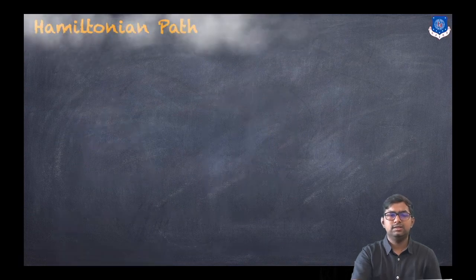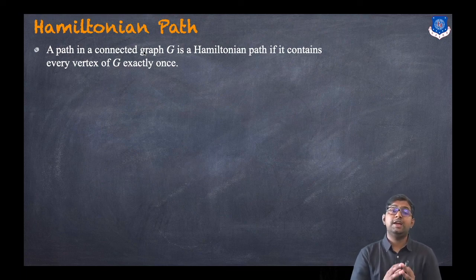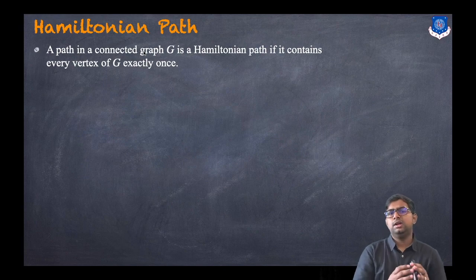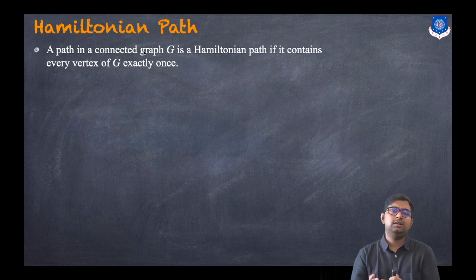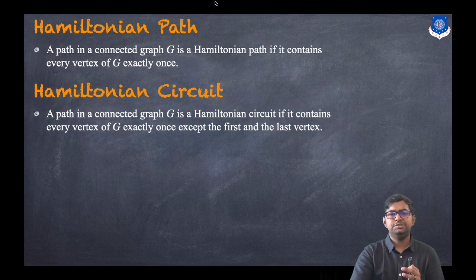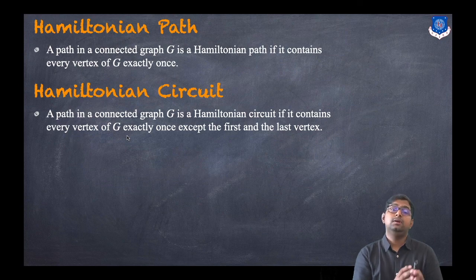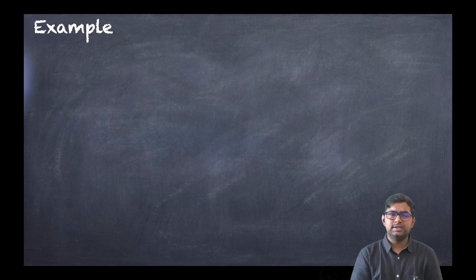Fine. Now let us discuss what is a Hamiltonian path. A path in a connected graph G is a Hamiltonian path if it contains every vertex of G exactly once. In Eulerian path it was for every edge, but here in Hamiltonian path it is for every vertex. Fine. Now let us discuss what is a Hamiltonian circuit. A path in a connected graph G is a Hamiltonian circuit if it contains every vertex of G exactly once except the first and the last vertex. Why? Because it is a circuit. Fine. So let us discuss an example.